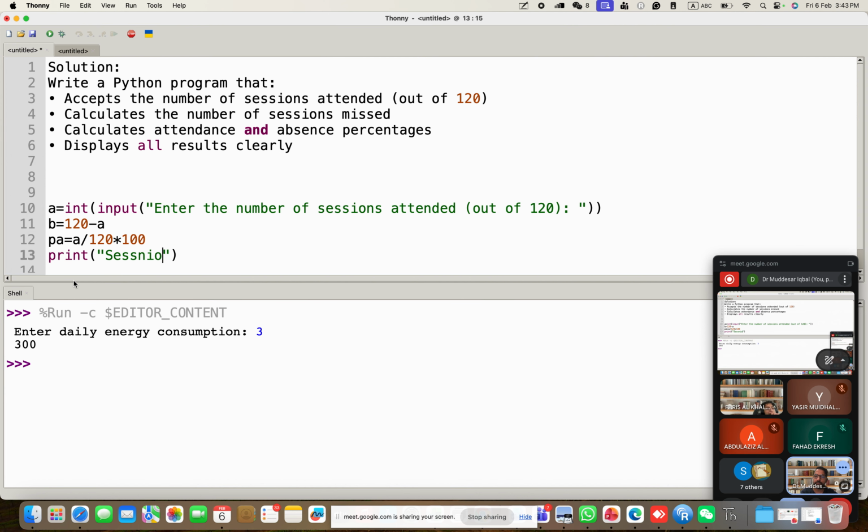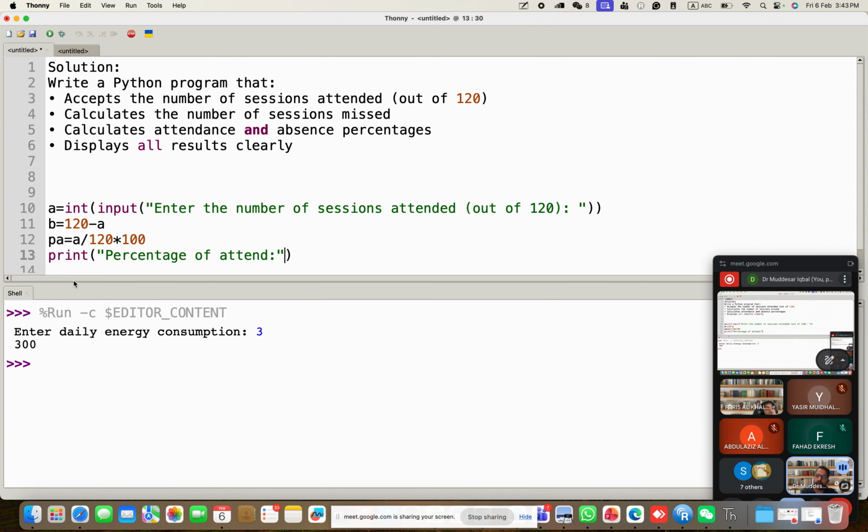Session percentage attended, percentage of attended. That's what he's saying. Display all results clearly, right? All results means the number of sessions, results, percentage. You just need to display the percentage, all right? That's it.